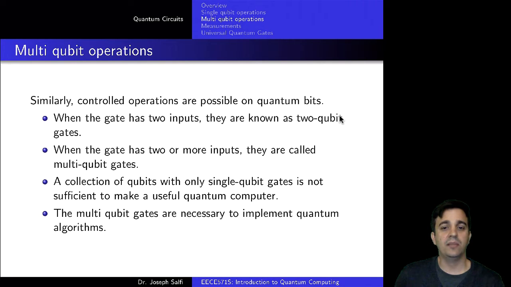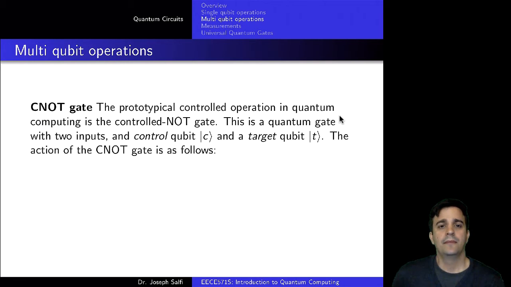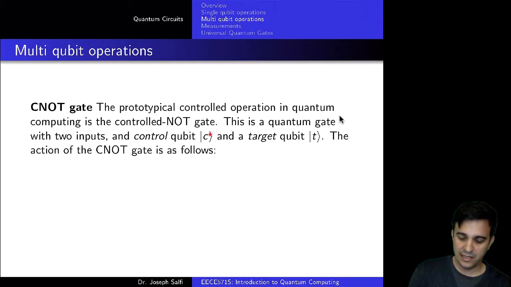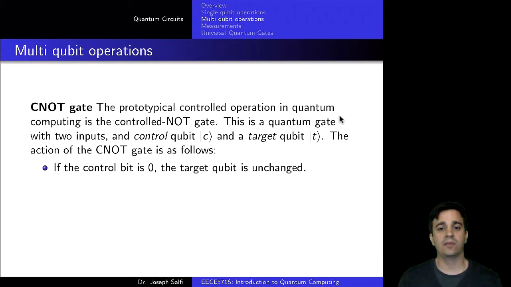In other words, the multi-qubit gates are necessary to implement useful quantum algorithms where you can get an advantage over a classical computer. The prototype controlled operation in quantum computing is the controlled NOT gate, or CNOT gate. This is a quantum gate with 2 inputs. The first input is a control qubit C, and the second input is a target qubit T. The action of the CNOT gate on a register containing the control qubit and target qubit is relatively simple.